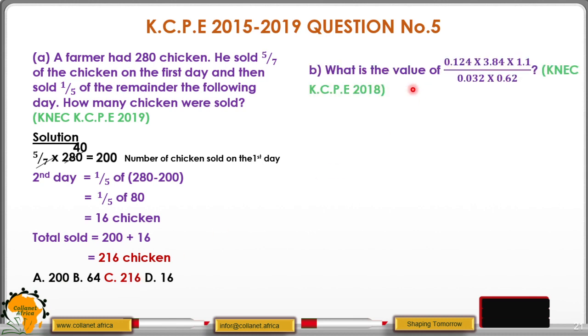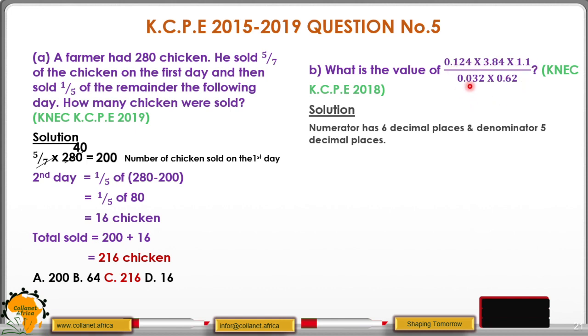Then we have part B, a question that was stated in 2018, question number 5. What's the value of this? In this case, you have to note the number of decimal places and master the multiplication table. We look at the numerator: it has 6 decimal places. How do you get 6 decimal places? After the decimal point, how many digits do we have here? 1, 2, 3. Then here we have 2, and here we have 1. So in total 1, 2, 3, 4, 5, 6.